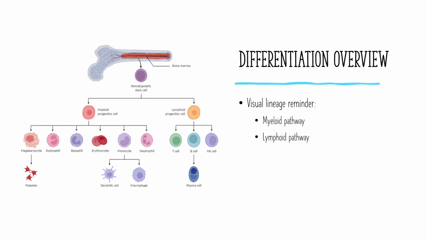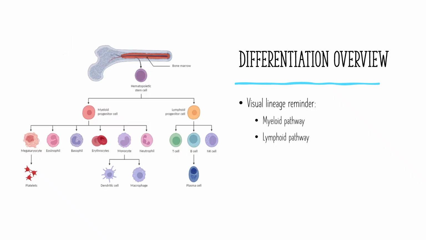Now we zoom out and reconnect everything to lineage development. This diagram is essentially your roadmap for hematology. All blood cells begin with a hemopoietic stem cell, which branches into 2 major developmental pathways, the myeloid lineage and the lymphoid lineage. The myeloid pathway produces cells you'll frequently recognize morphologically: erythrocytes, neutrophils, eosinophils, basophils, monocytes, megakaryocytes, and ultimately platelets. The lymphoid pathway produces T cells, B cells, NK cells, and plasma cells.